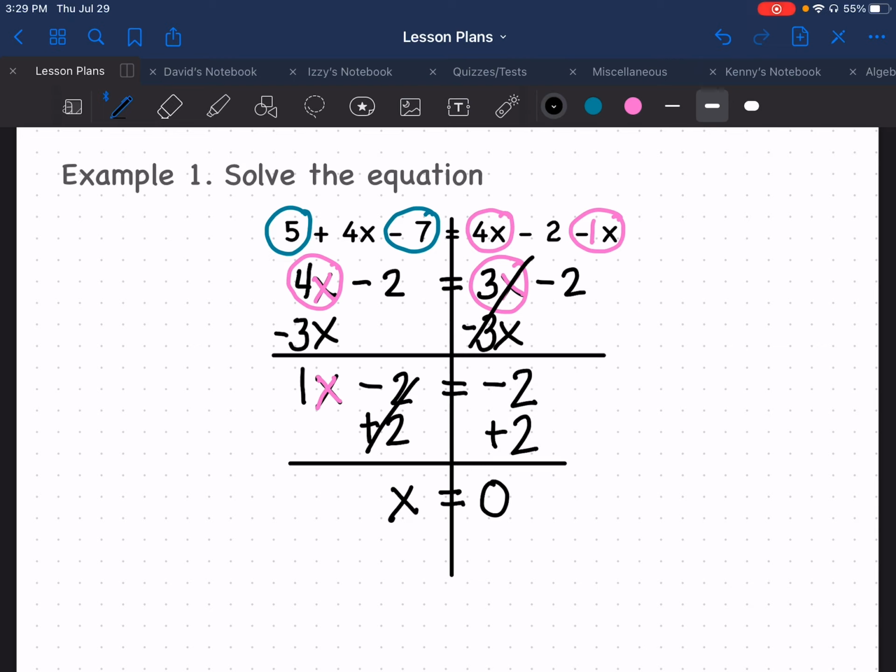I don't have to do step 5 because my number in front of my variable is 1, which can be invisible. This is my answer. Remember, you can always go back and check your answer by substituting it into both sides and seeing if they are equal.